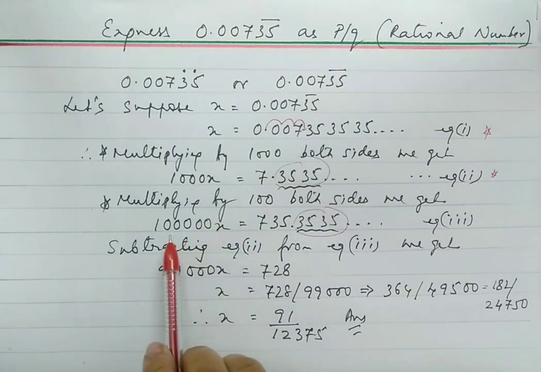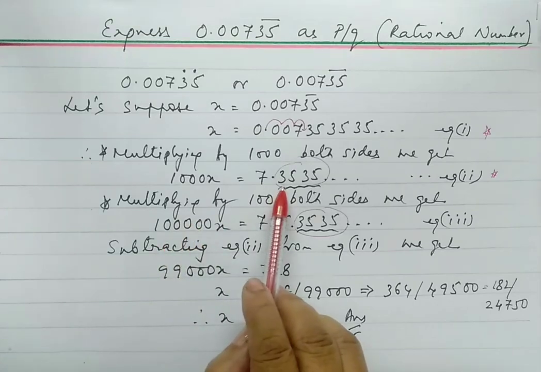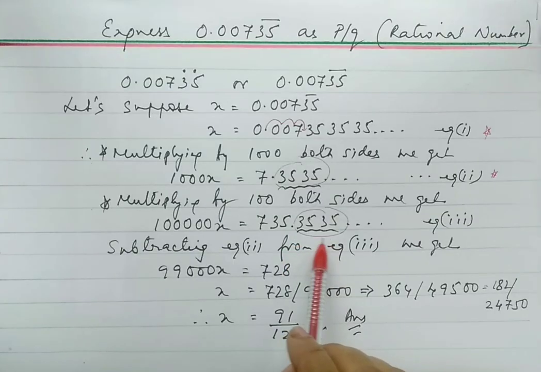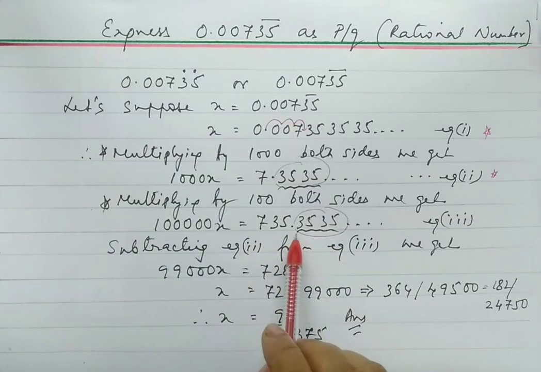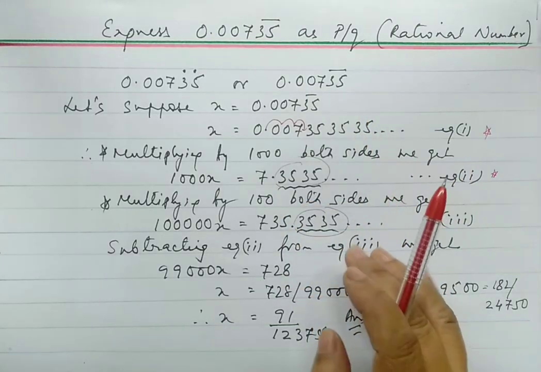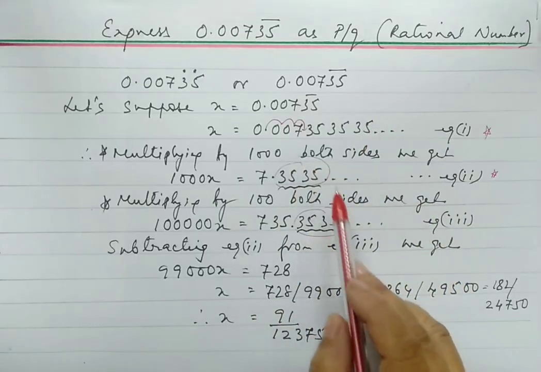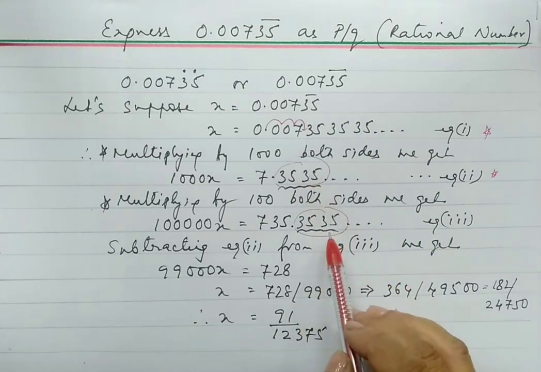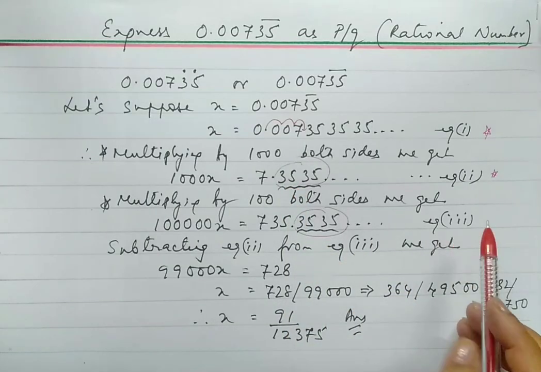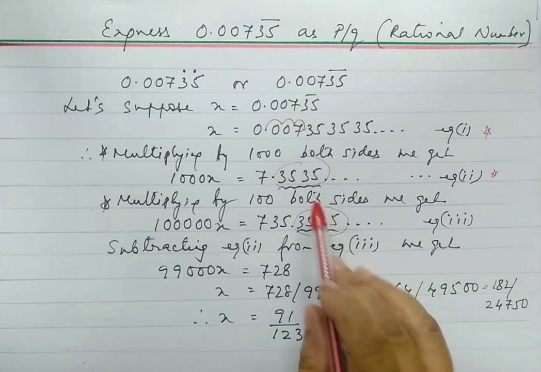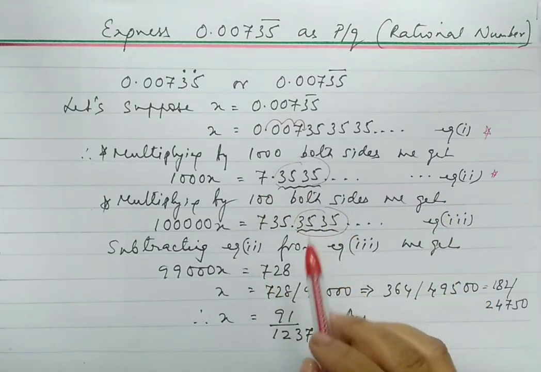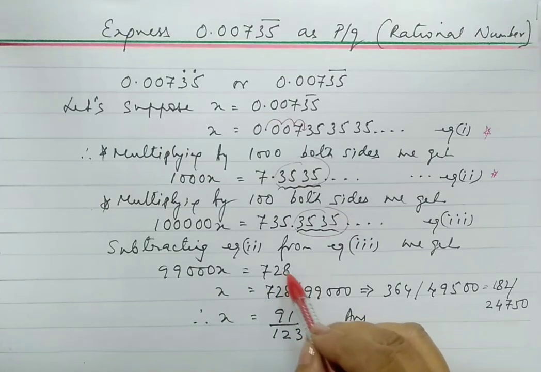1000 is to be subtracted from 1 lakh, and 7.3535 and so on is to be subtracted from 735.3535 and so on. When we subtract from this, we get 5 minus 5, 0, 3 minus 3, 0, 5 minus 5, 0, 3 minus 3, 0. As a result, we have nothing on the right hand side of the decimal point, but we have 735 minus 7, which is equal to 728.